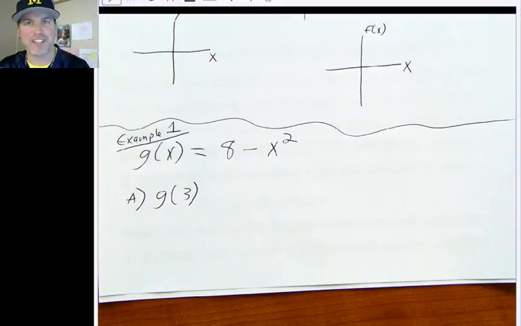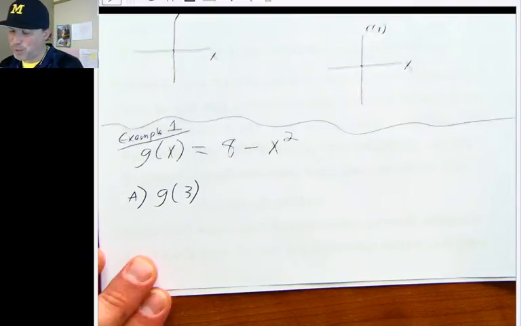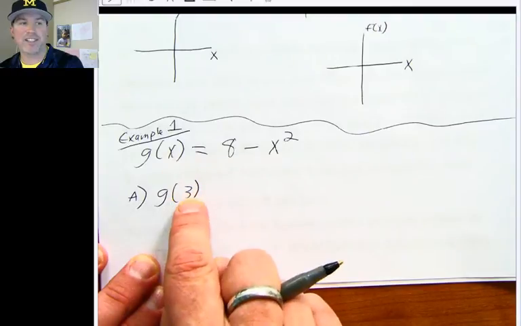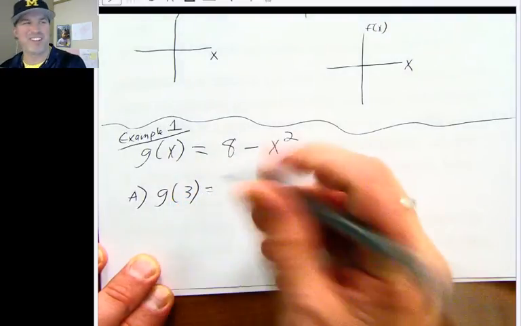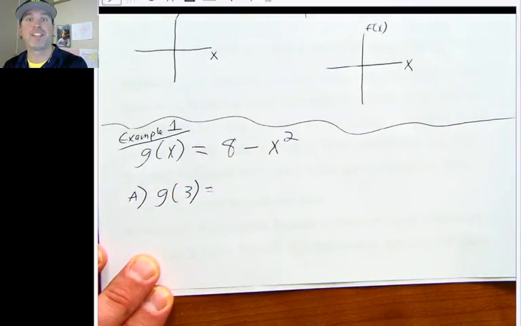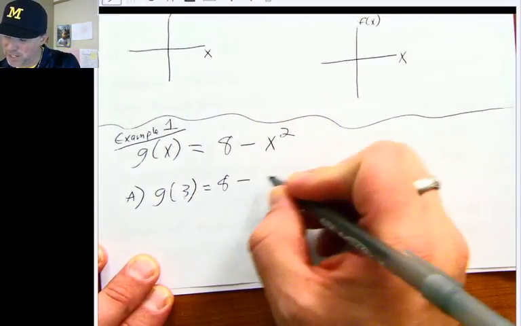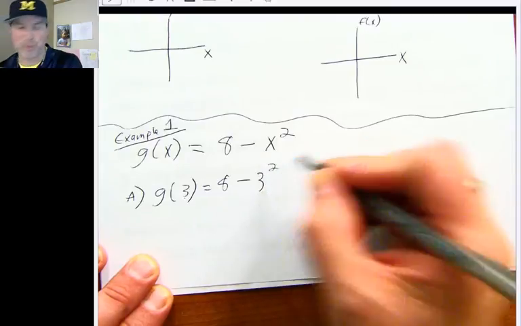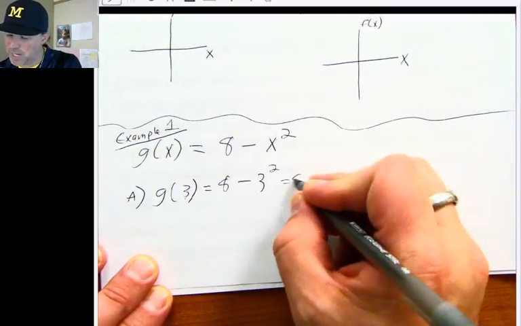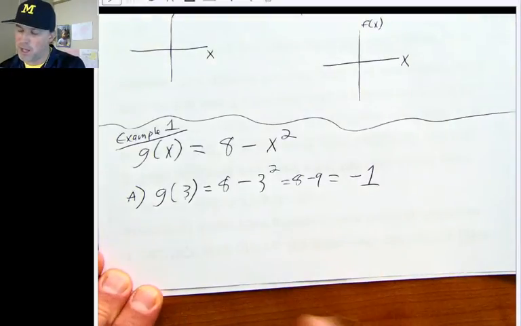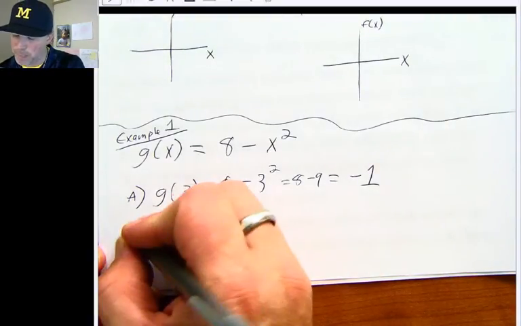Excellent. Crisis solved. So g of 3. I'm going to take this equation, and everywhere I see an x, I'm going to substitute in 3. So 8 minus 3 squared, which becomes 8 minus 9, which is, of course, negative 1. So that's what you do when you need to plug in a number.